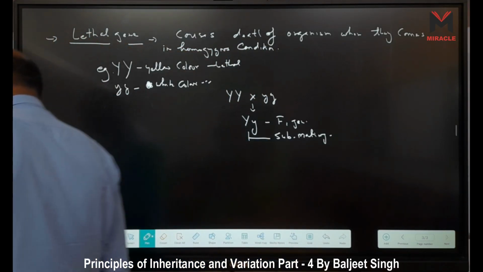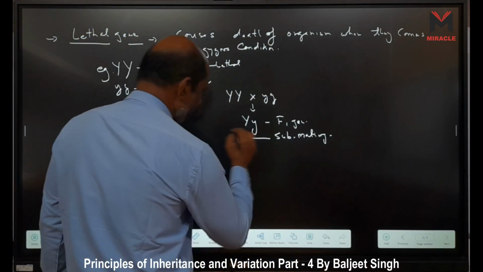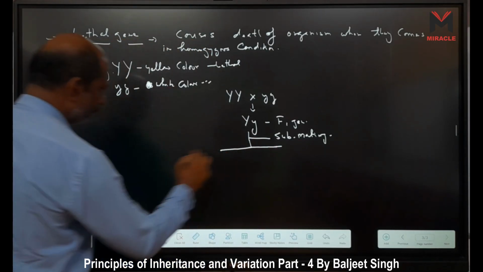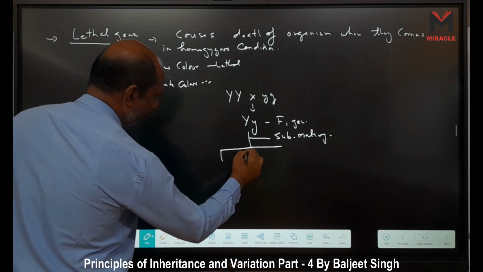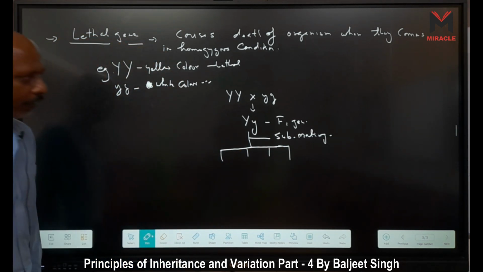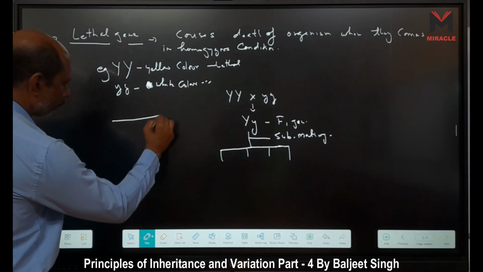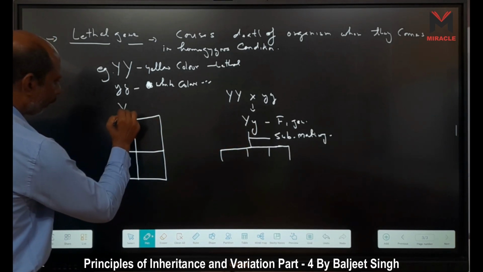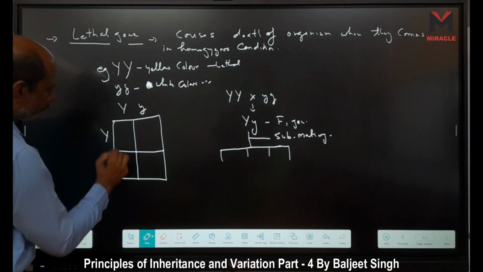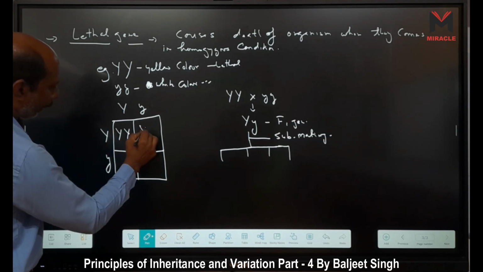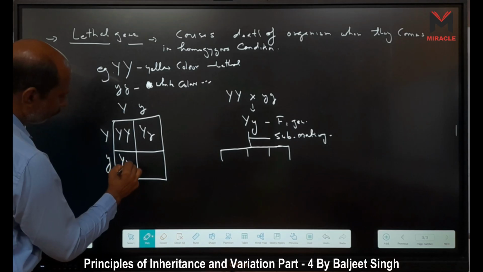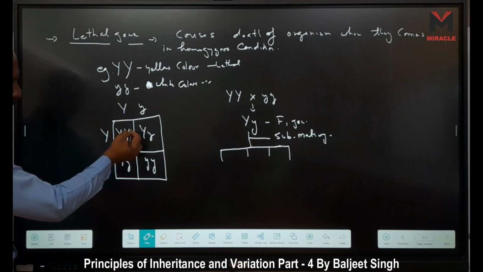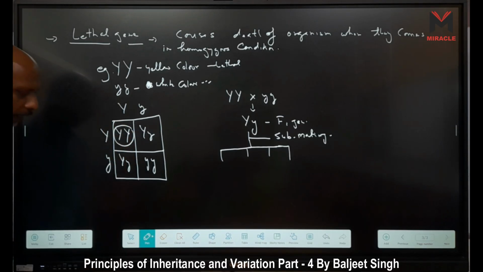After sibmating, what happens in the F2 generation? Here we get four different types. Suppose I draw it here. We have two types of genes, capital Y and small y. Capital Y, small y on this side, capital Y, small y on this side also, but this one is small y, small y. When it is present here, it is homozygous condition, so this is fatal, this is lethal.